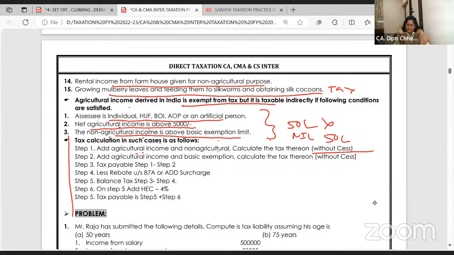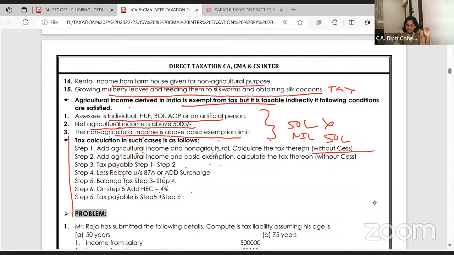Agricultural income and non-agricultural income, calculate tax. Agricultural income and basic exemption, calculate the tax. 1 minus 2 is tax payable, less the rebate, balance is the tax payable. And on this, add health and education cess. Are you getting it?